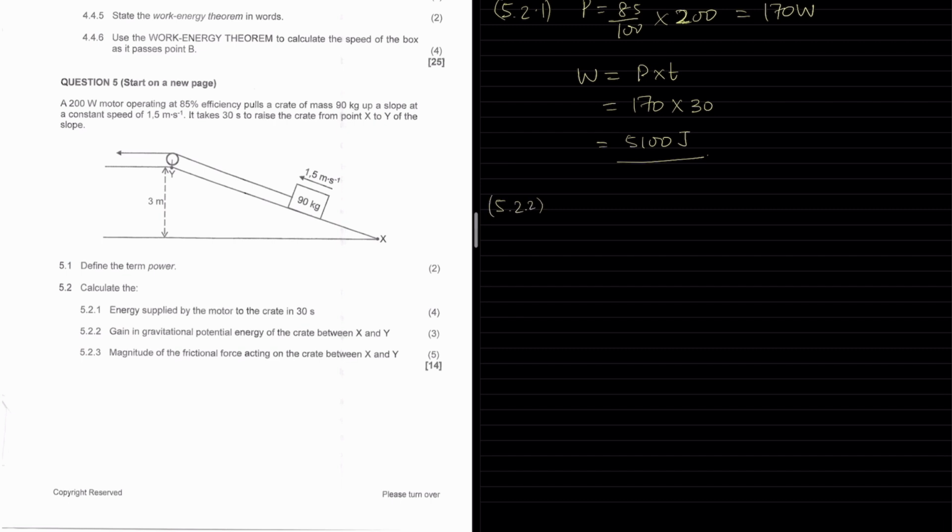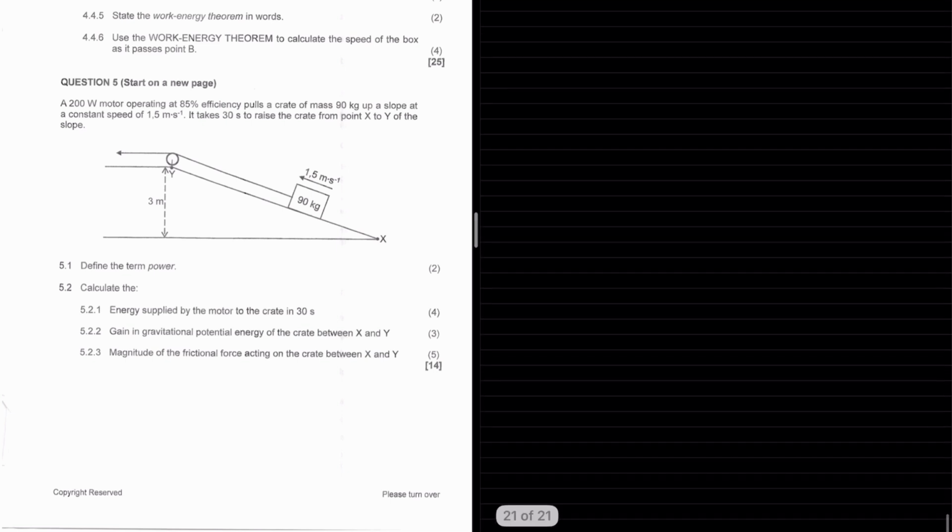5.2.2, calculate the gain in gravitational potential energy of the crate between X and Y. So basically we're working out EP, which is mgh. The mass is 90 kilograms, gravity is 9.8, and it went up 3 meters. That gives us a gain of 2,646 joules.